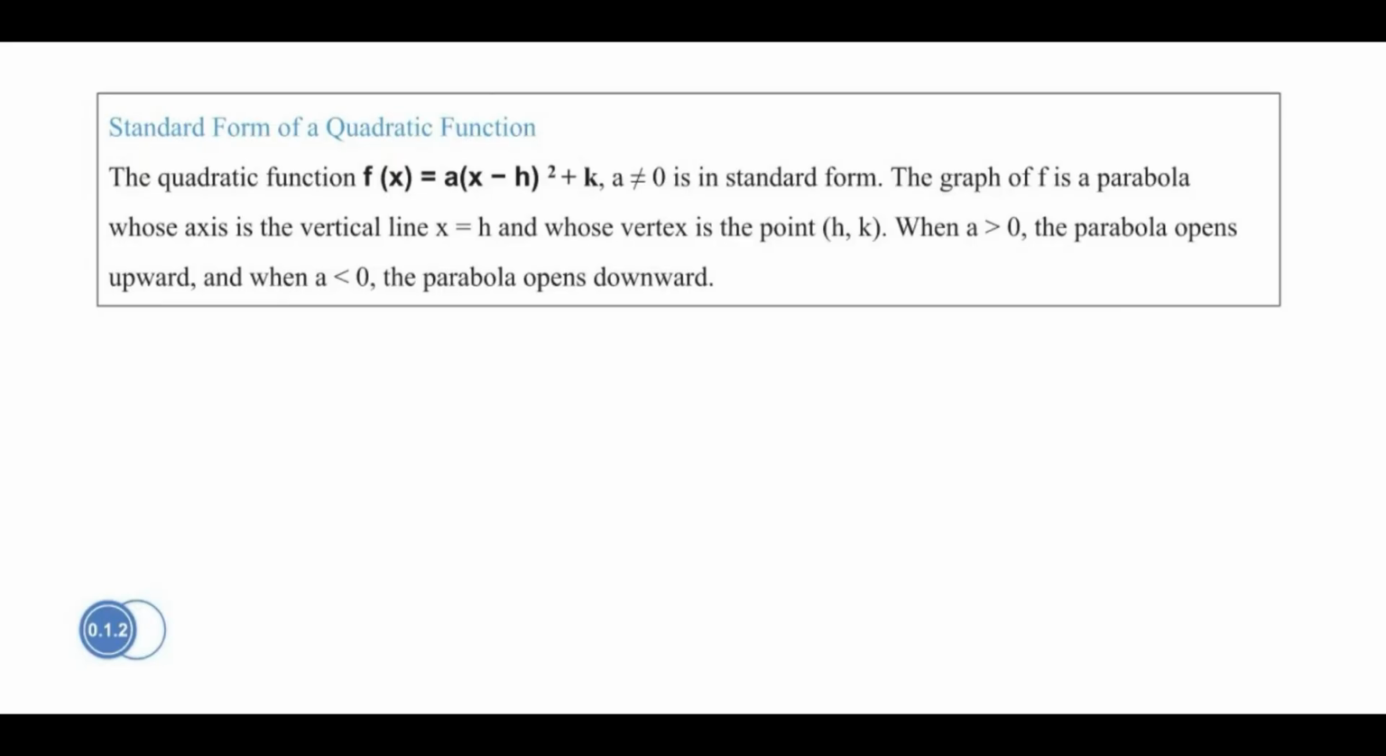The parabola's axis is the vertical line x equals h, and the vertex is the point (h, k). When a is bigger than 0, it opens upward. When it is negative, it opens downwards.